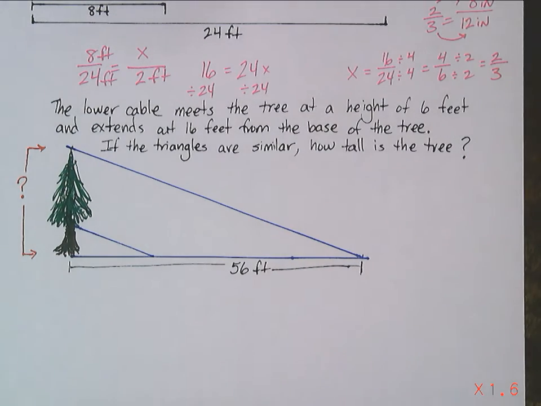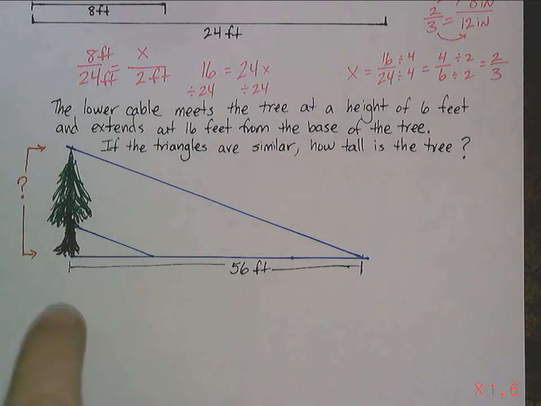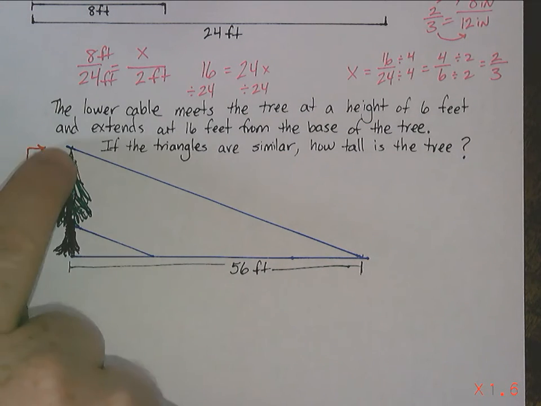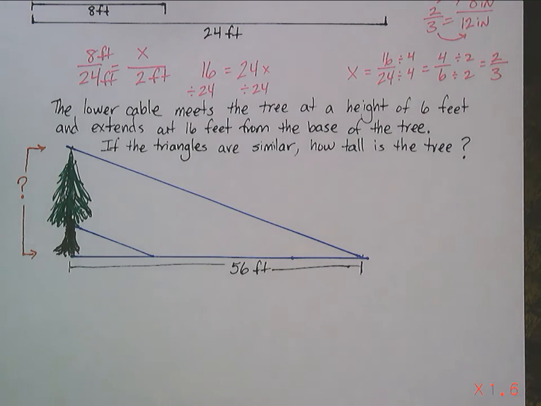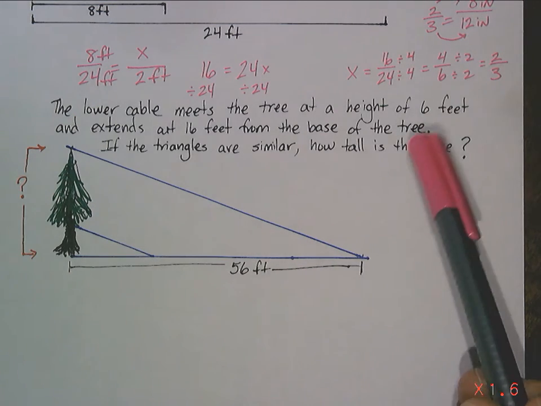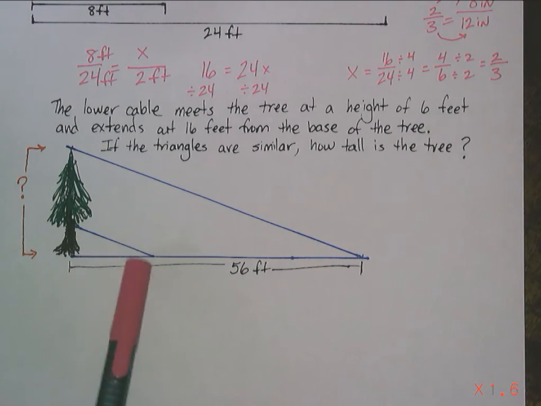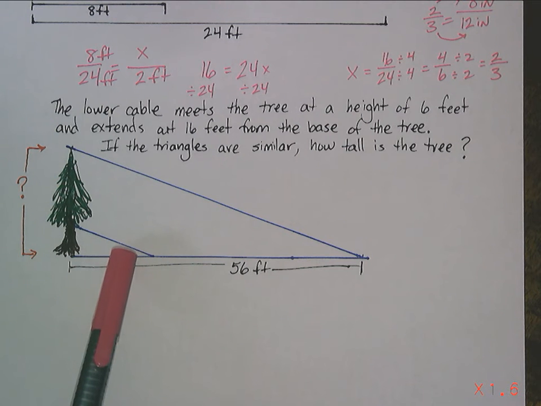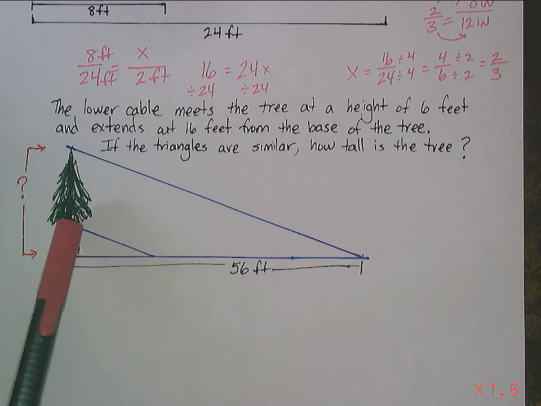Okay. This next example says the lower cable meets the tree at a height of 6 feet. So this is the lower cable. This is the higher cable right here, I guess if there was a higher cable. I don't see it here, but let's say that there is. So there's a lower cable here. It meets it at 6 feet high.